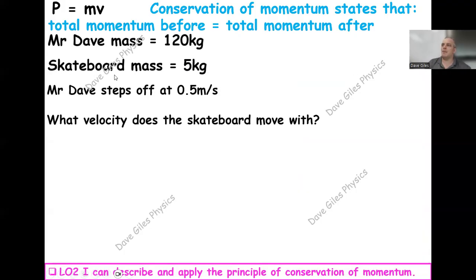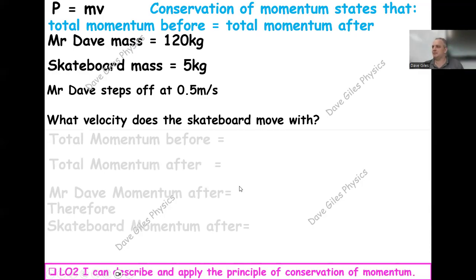So I have a mass of 120 kg. I've lost a little bit of weight since then, but I'm going to use the same figures just to keep it simple. Now, a skateboard's not going to have a mass of 5 kilograms, but I'm using this just to keep the mass very, very simple. Mr. Dave steps off at 0.5 meters per second. What velocity does the skateboard move at?